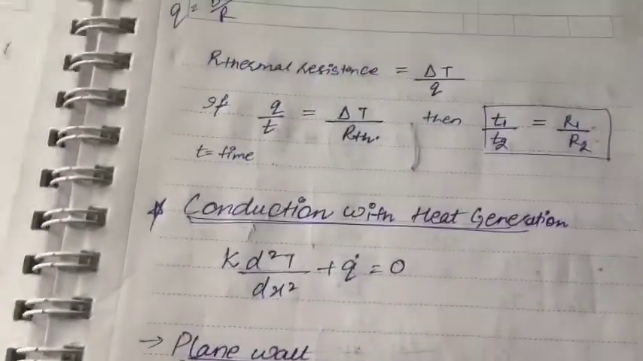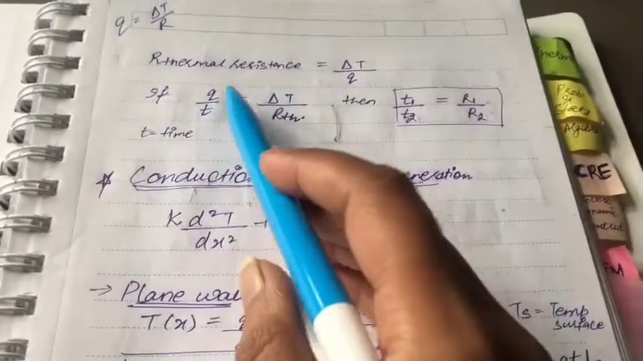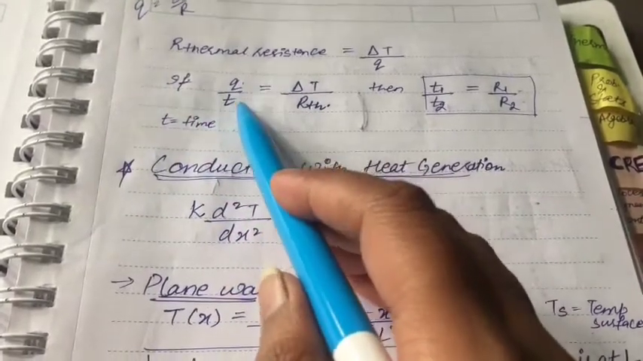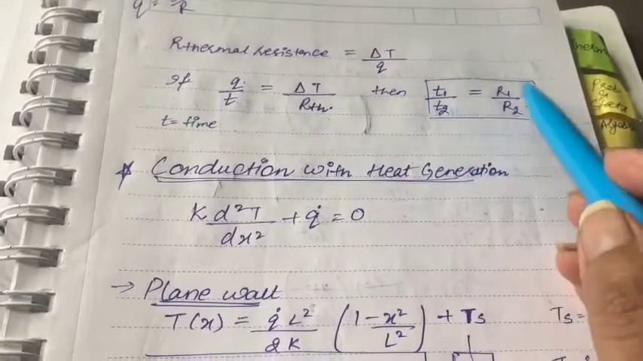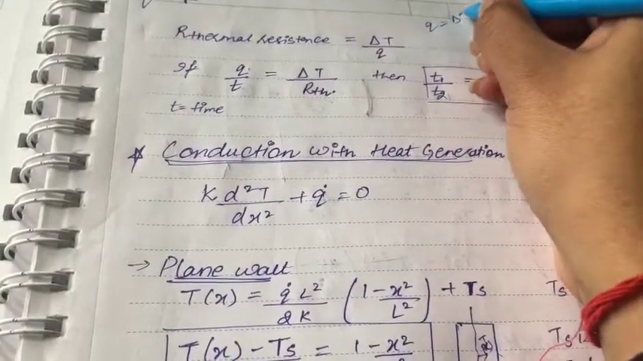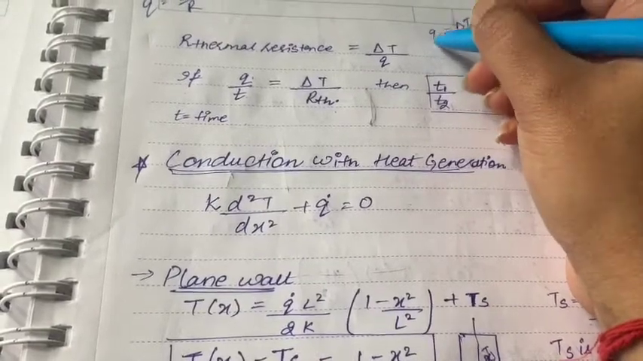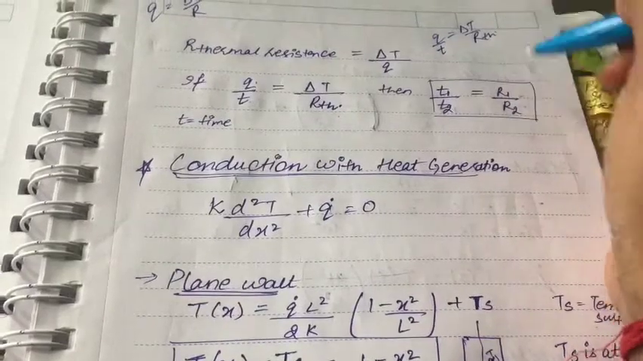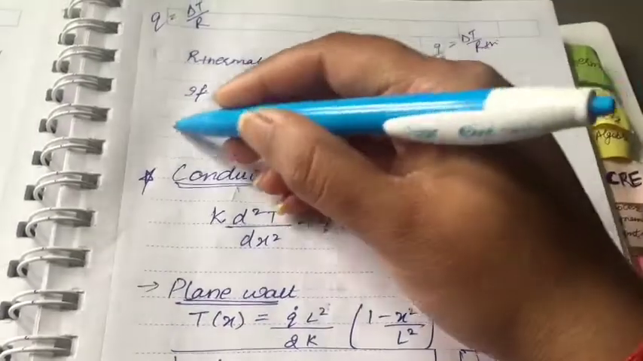Next we have thermal resistance R, which is delta T by Q. And if Q by t is equal to delta T by R thermal, then delta T1 by delta T2 would be equal to R1 by R2. We know that Q is equal to delta T by R, and if Q with respect to time is equal to delta T by R thermal, then in that case delta T1 by delta T2 would be equal to R1 by R2, and t is our time.